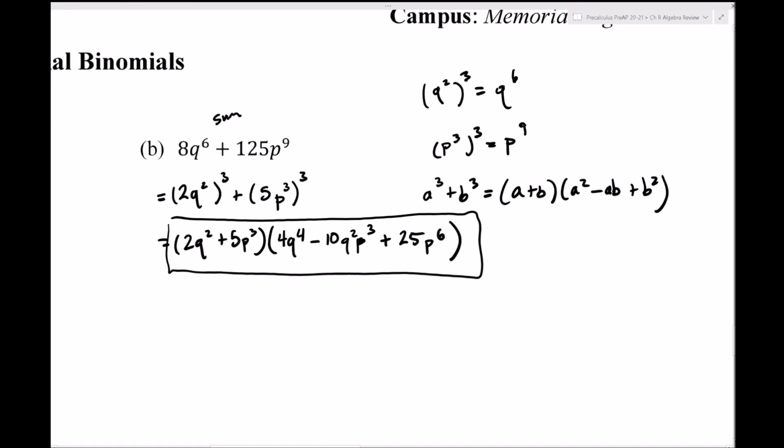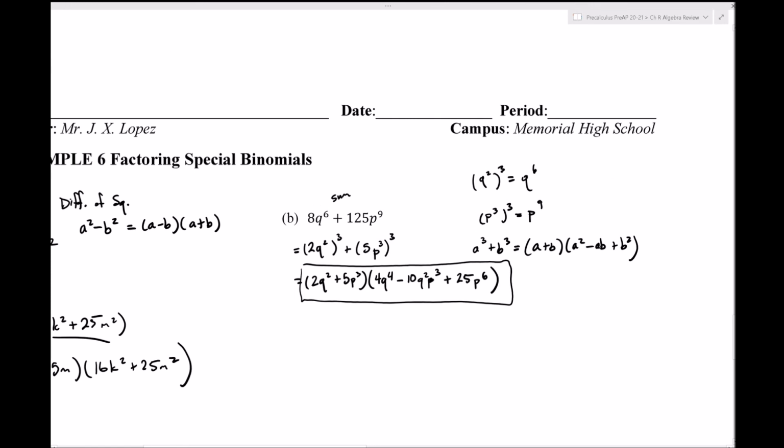That's a really ugly problem. Very, very complicated. If you can master something like that, then that's it for this particular section.